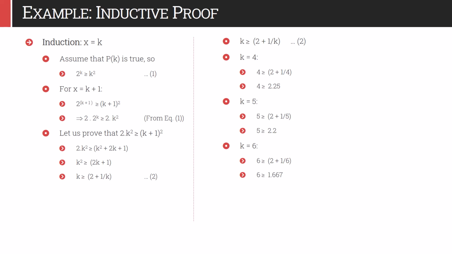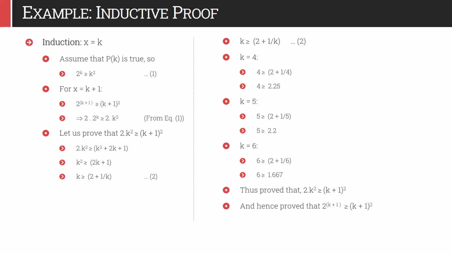If we observe this pattern, then on the left hand side it is increasing by 1: 4, 5, 6, 7. And on the right hand side the value is decreasing. 2.25 was initially, then it became 2.2, then it became 2.167. So on the left hand side it is increasing, on the right hand side it is decreasing. So this inequality will always hold for any value greater than or equal to 4. This inequality is going to be true forever.